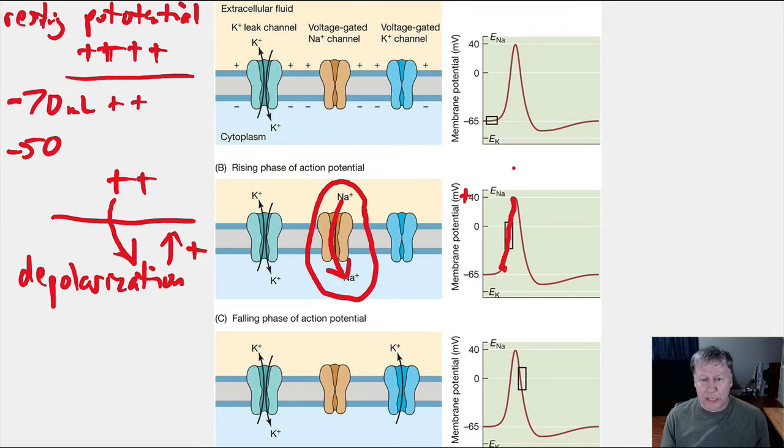Depolarization continues until we get to plus 40. At that point, something else happens. The sodium channels close and the potassium channels open. The potassium, which is also pluses, is now flowing rapidly out of the cell. So we are removing pluses from inside the cell and putting them outside. That is going to cause the inside of our cell to go from a positive 40 rapidly down to negative 80, maybe even negative 90. And we call this repolarization.